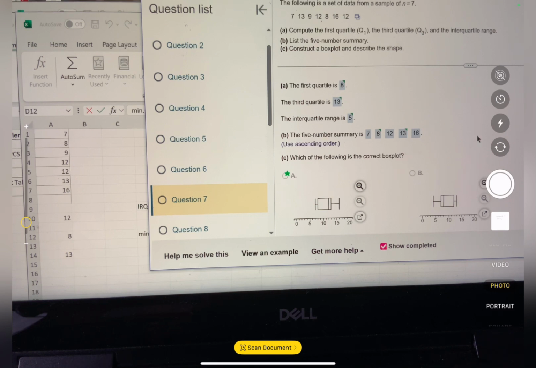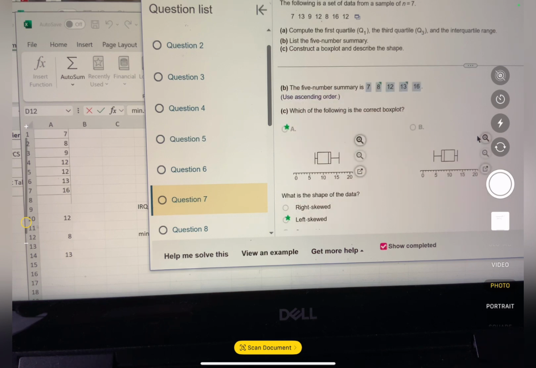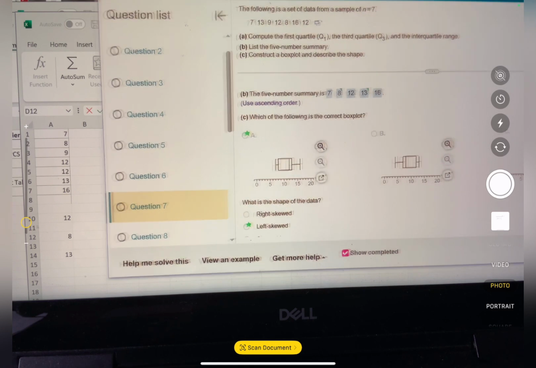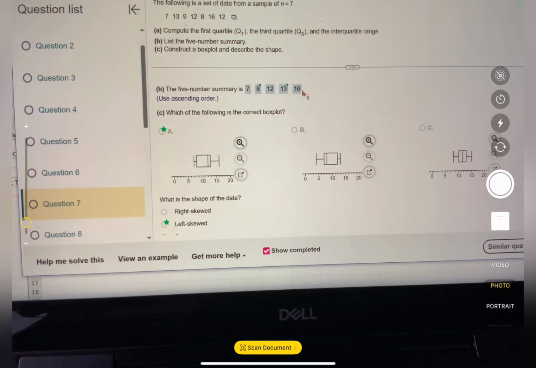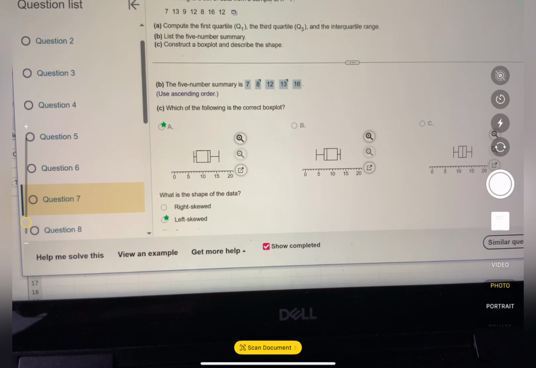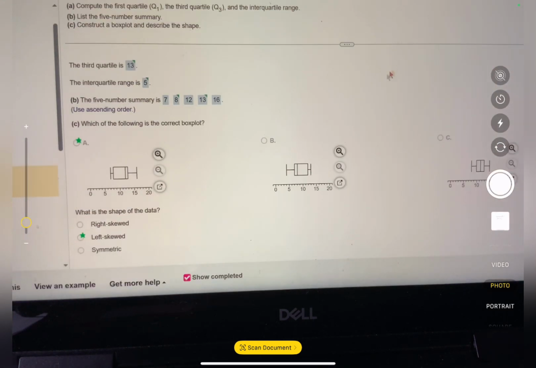All right, now which one is the box plot? Based on this data, we are building the box plot. Let's find out. We have to choose between 3. 7 is the minimum, and 16 here also. This one is less than 7, less than 5, so this one is falling out.